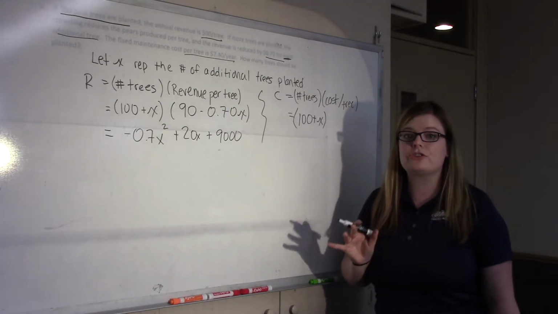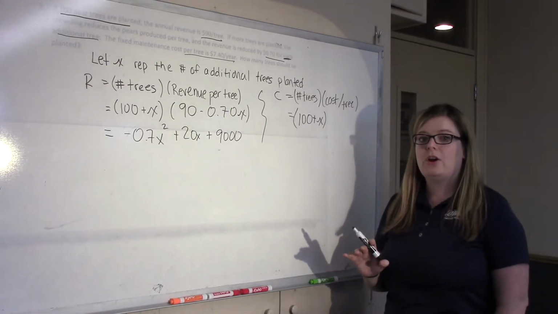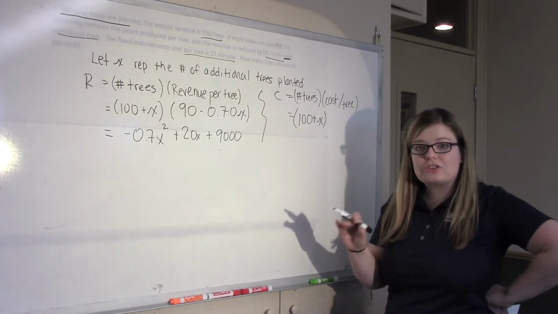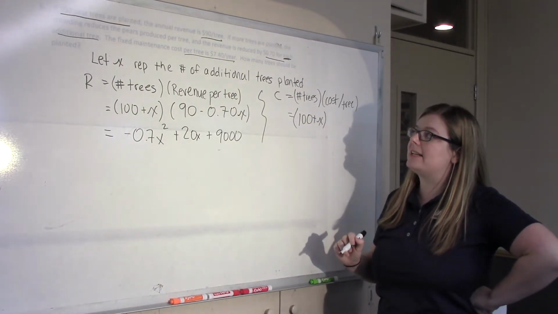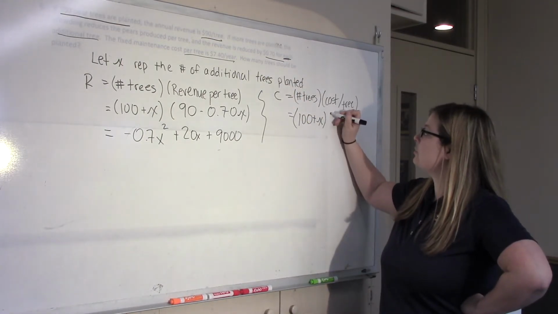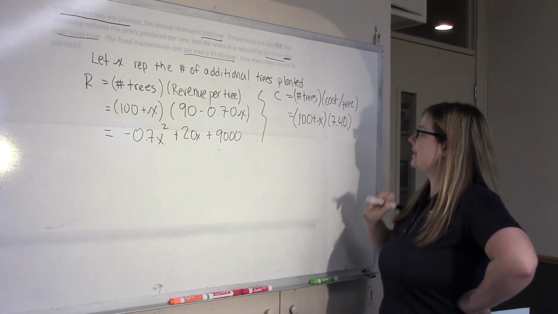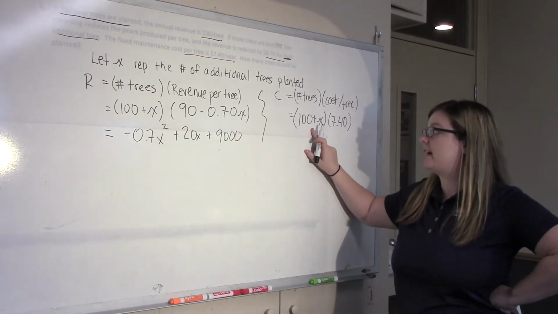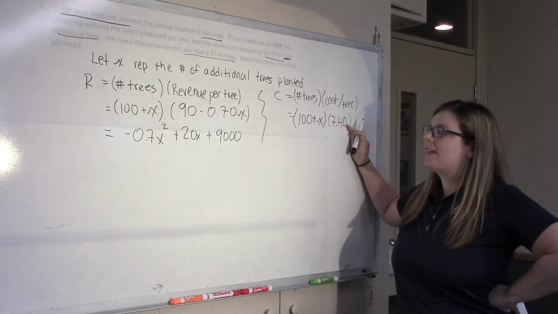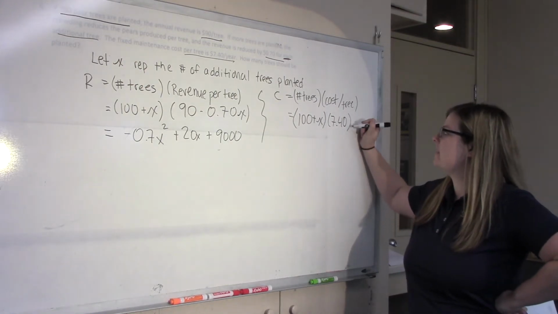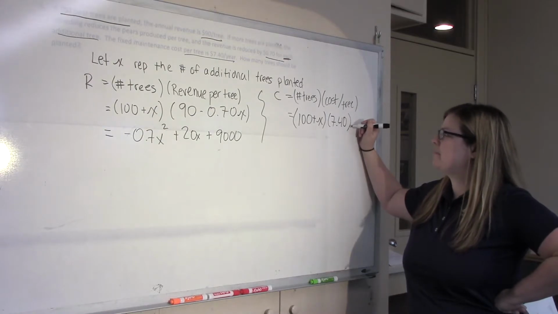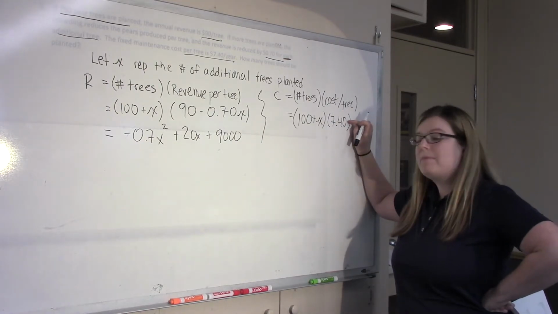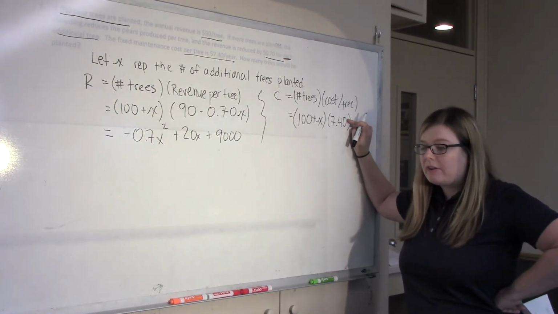The cost per tree is where a lot of people end up making a mistake. A lot of people put 7.40x here. The X should not be there. The maintenance cost is $7.40. The cost per tree is $7.40. That's being multiplied by the number of trees, which is 100 plus X. If you put another X there, that doesn't make any sense. Then it's saying 7.40 times the additional number of trees planted times the total number of trees planted. That doesn't make sense. So a lot of people want to put 7.40x here, but that's not correct.